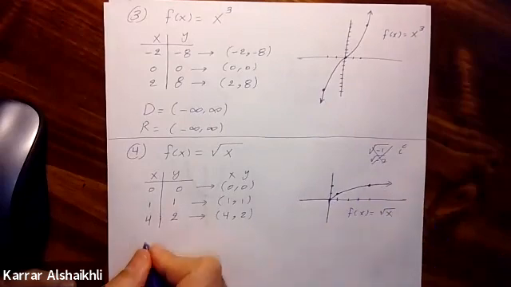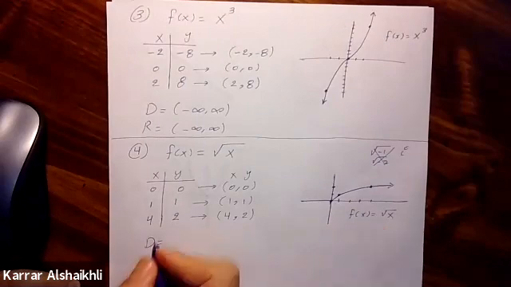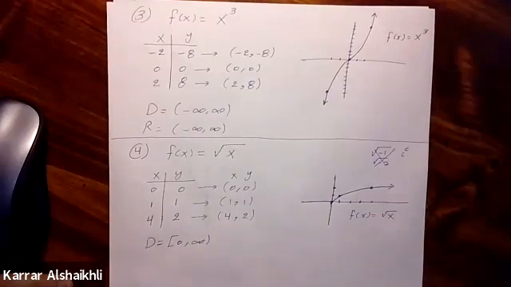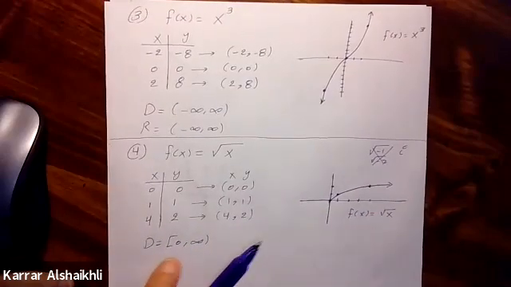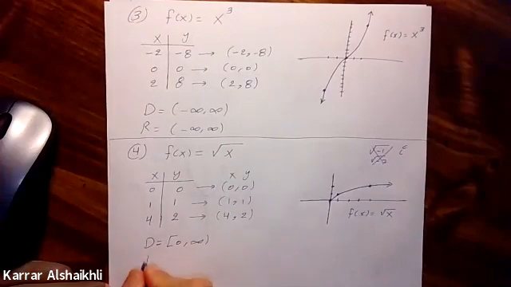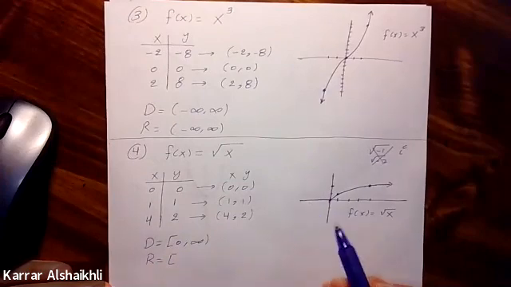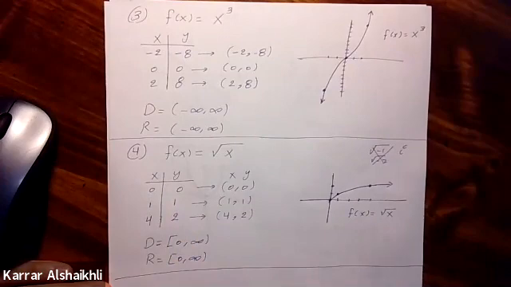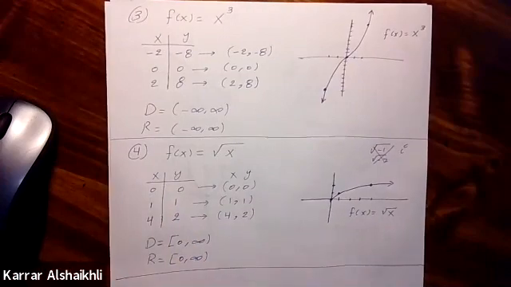The domain for this function always from 0 to infinity, because we can't choose negative numbers. So the domain starts from 0 to infinity. And also the range is going to be the same, because we're not going to get a negative number. The first point is 0, 0, so that means there is no negative number in the range too. So always going to be like this. This is number 4.